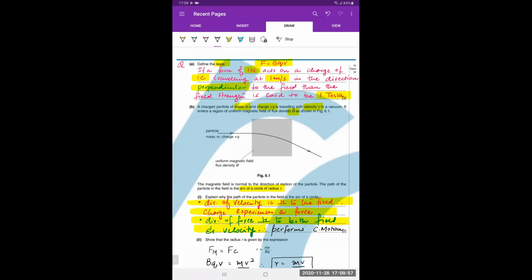So the first point was: direction of velocity is perpendicular to the field lines. Therefore, the charged particle experiences a force. Then the second point: direction of this force is perpendicular to both the field as well as the velocity. Hence, the particle executes circular motion.